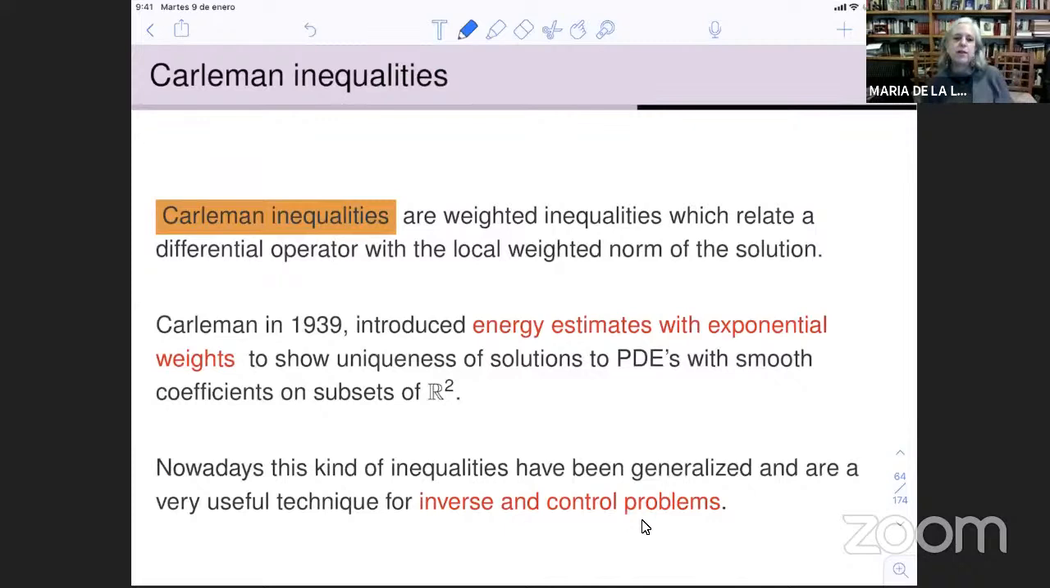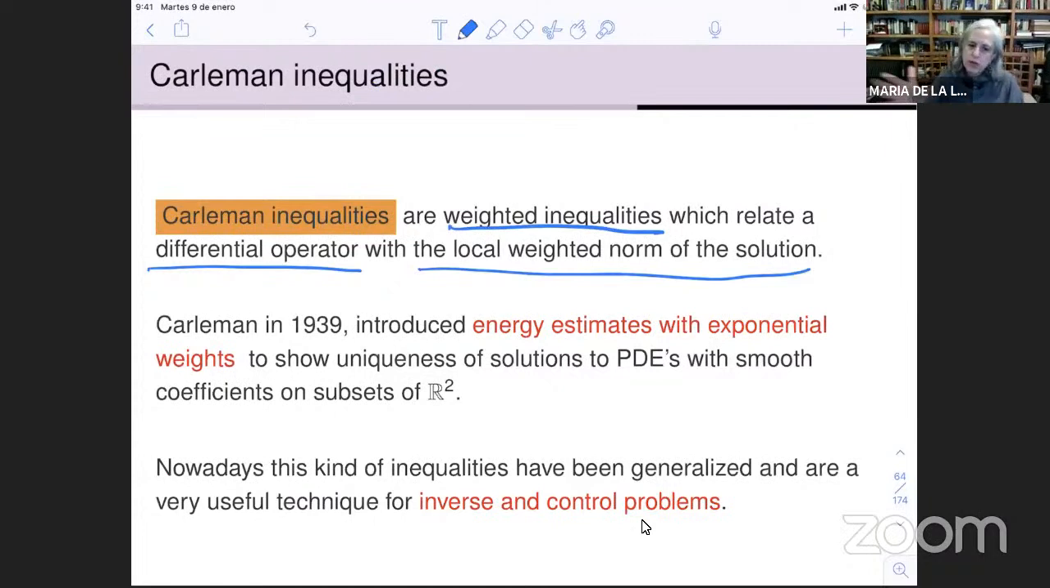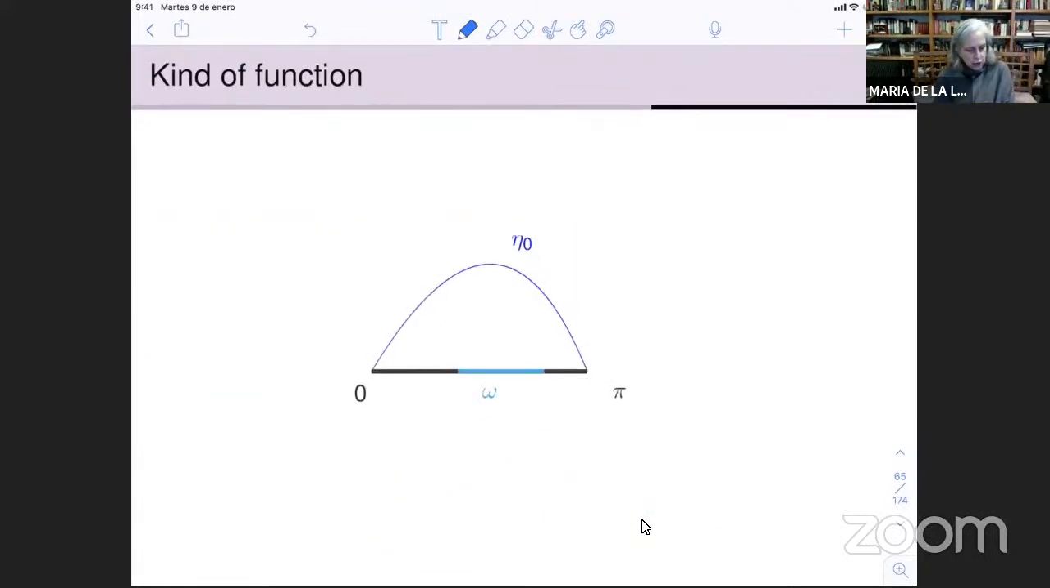And nowadays, this kind of inequalities, these weighted inequalities that relate the differential operator with the local weighted norm of the solution, have been generalized and are very useful for inverse problems. So if some of you know some inverse problems, this is a technique used to solve this kind of problems, and also for controllability, okay? So I want to tell you what kind of function we need for the Carleman inequalities of the heat equation.